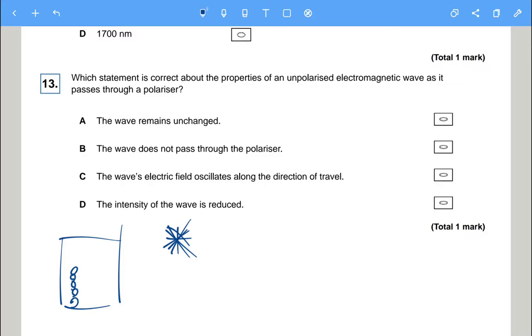D, the intensity of the wave is reduced. Yeah. If you put unpolarized light, for example, through a Polaroid lens, the intensity of the light is reduced greatly. I've read before up to 50% reduction in intensity. So D is the answer. So let's have a look at the next one.